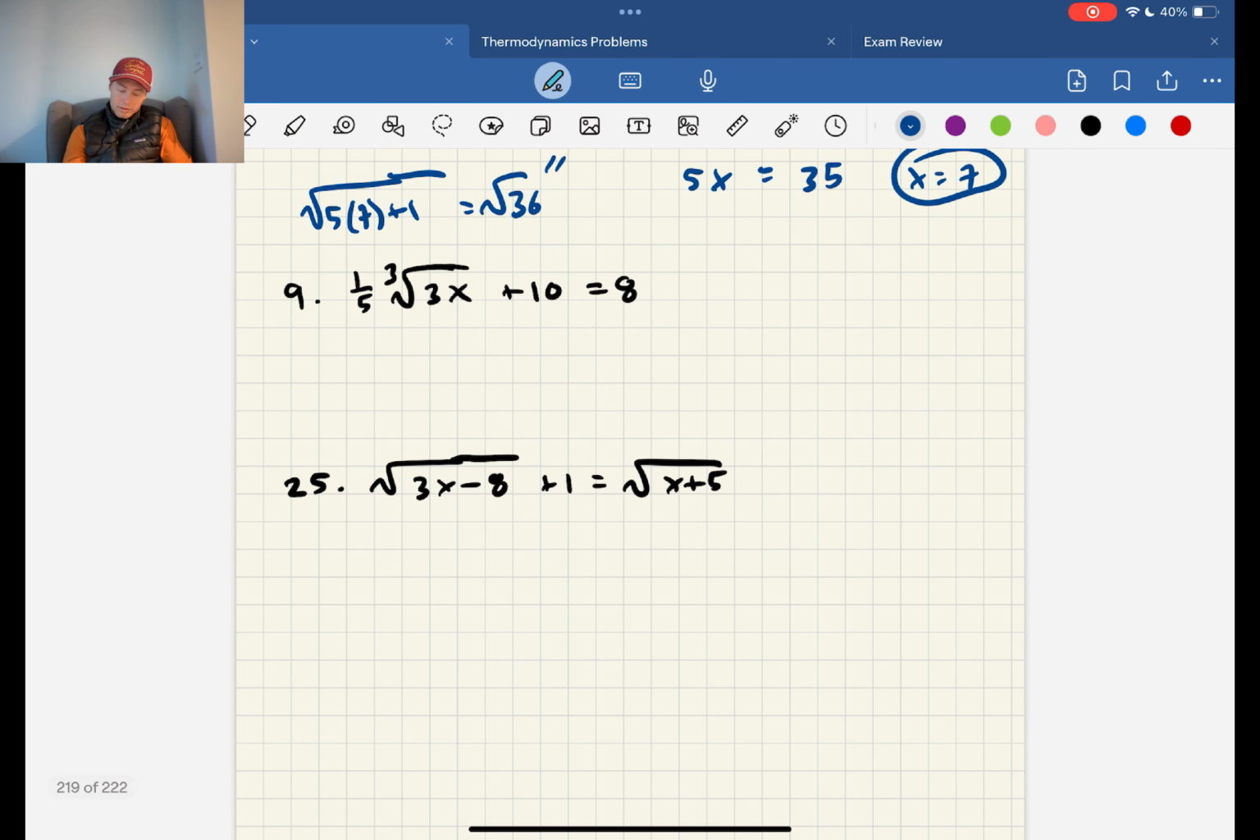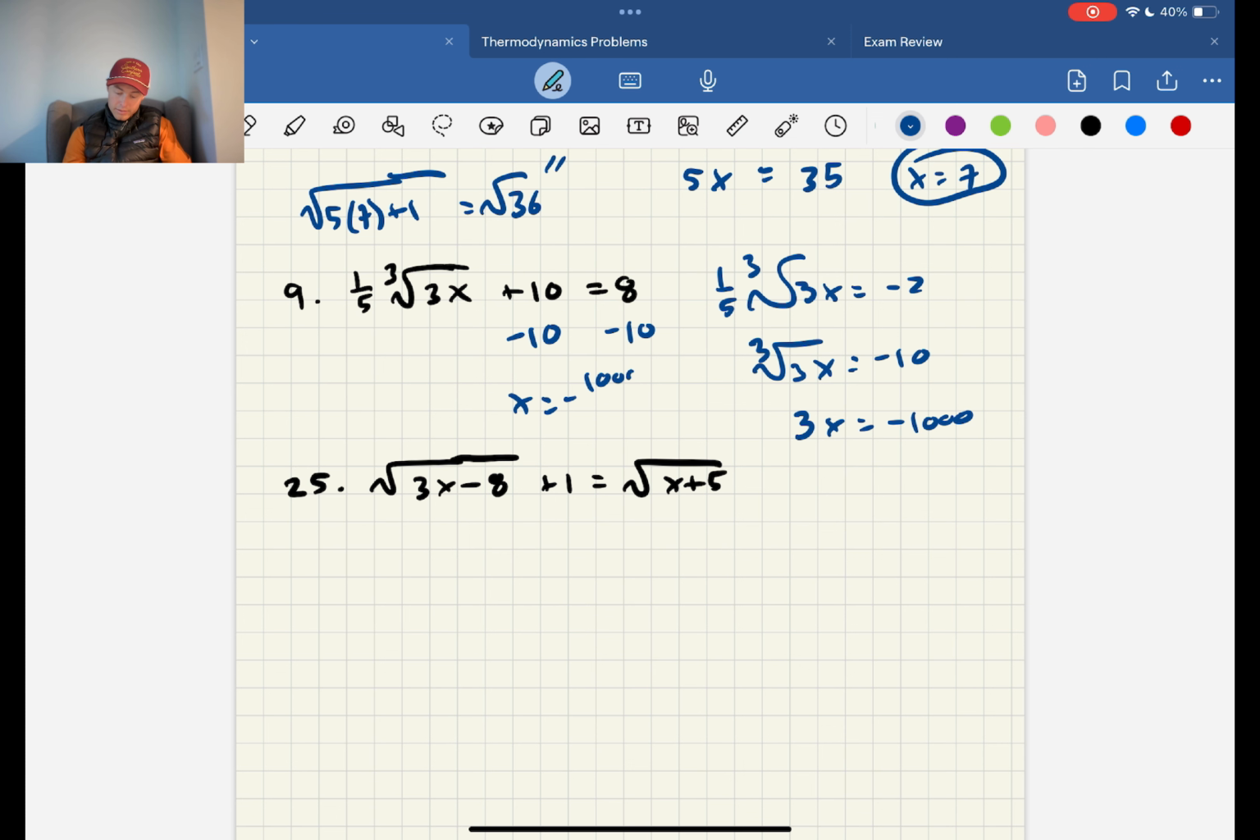On this next one, you can start by subtracting 10. You'll have 1/5 cubed root 3x equals negative 2. You can multiply both sides by 5 to get rid of that 1/5. And then you can cube both sides, raise both sides to the power of 3. And then you can divide by 3. X equals negative 1,000 over 3.